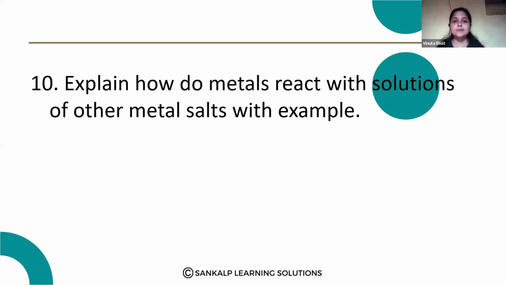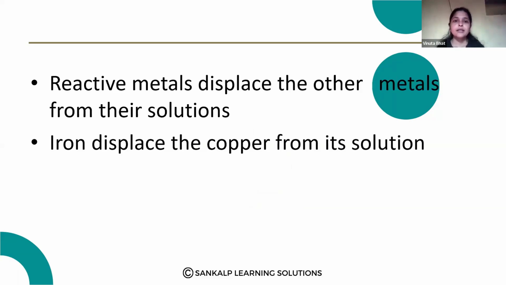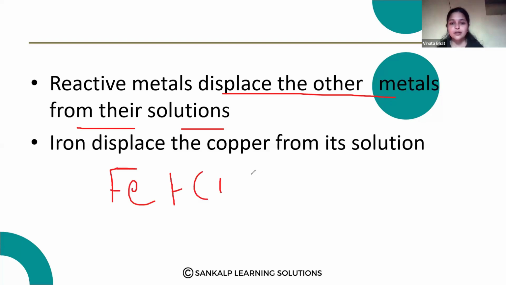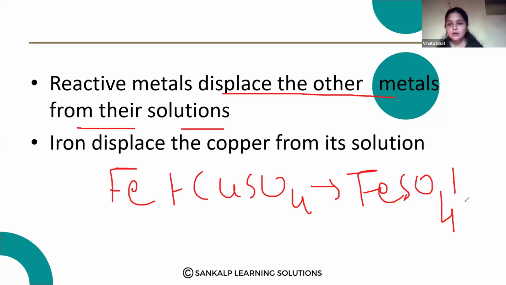Next question. Explain how metals react with solutions of other metal salts, with an example. Here, reactive metals displace other metals from their solutions. For example, when iron reacts with copper sulfate, it forms iron sulfate, FeSO4, solution plus copper. So that is the answer.